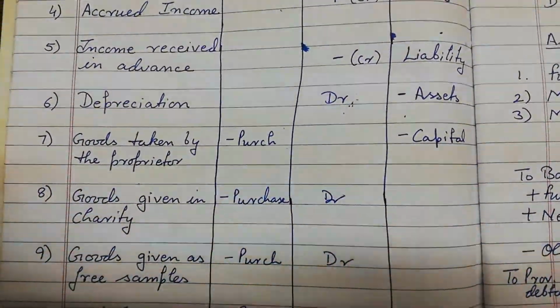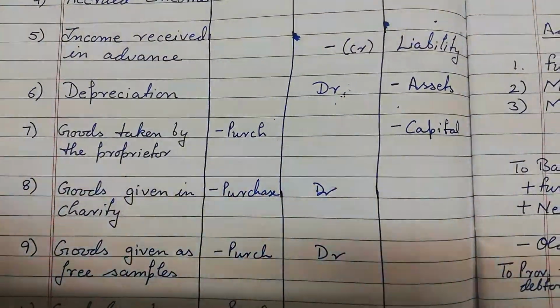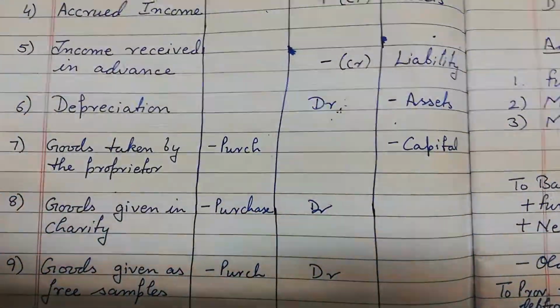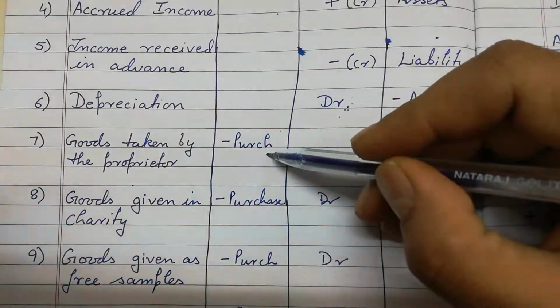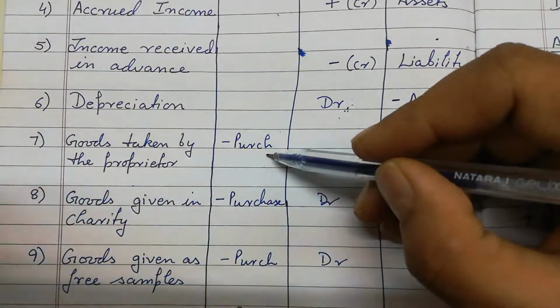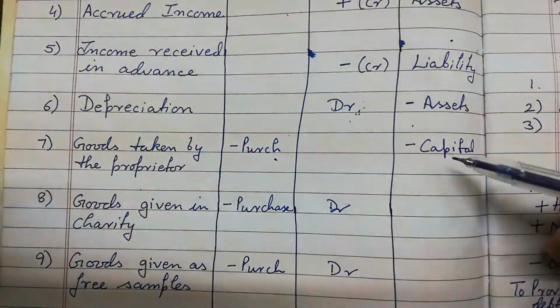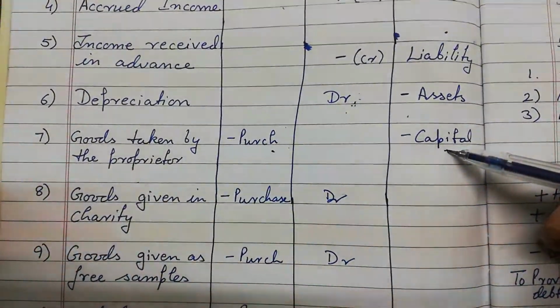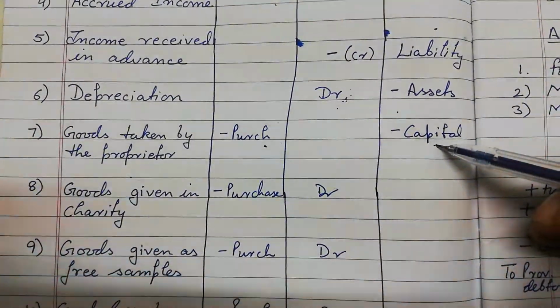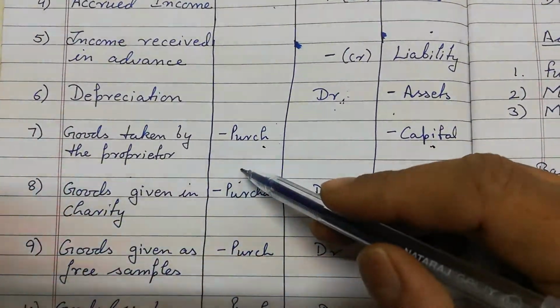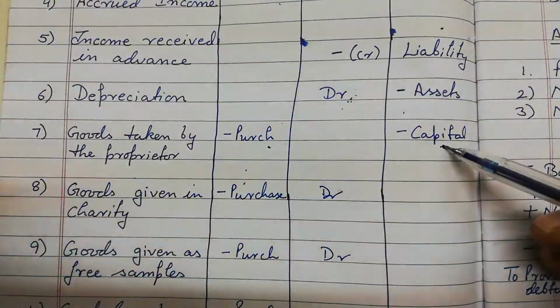Then goods taken by the proprietor for personal use. Goods are going out, so it will be minus from purchases. You know, purchases belong to the trading account, and it will be minus from capital because it is drawings. Goods taken over by the proprietor for personal use, minus from purchases and minus from capital.